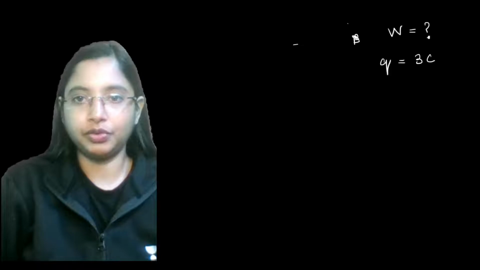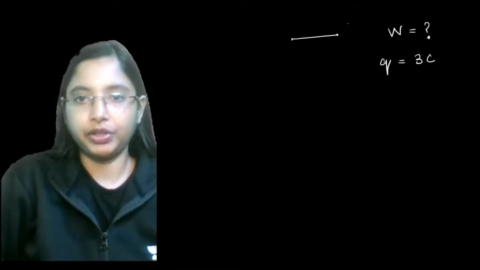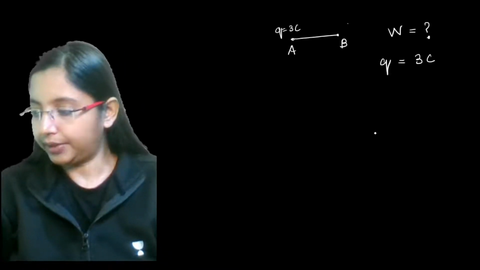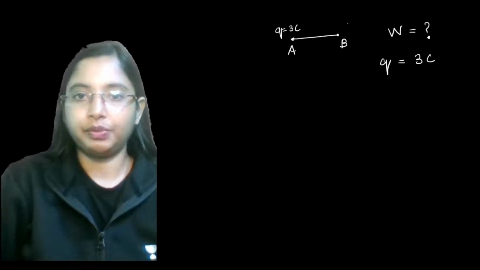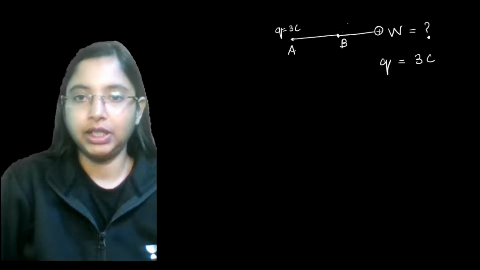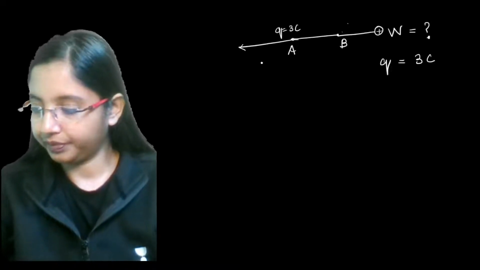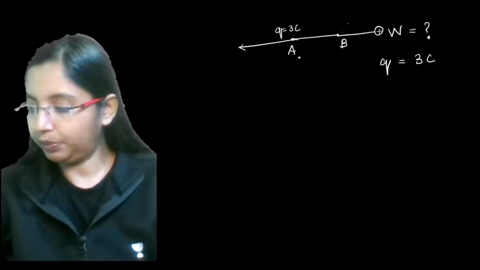Okay, for 3 coulombs of charge being moved from point A to point B. The charge over here is 3 coulombs. So from here you're moving the charge here. Let's say there is a positive or negative source charge over here, and this is the direction of that particular force.